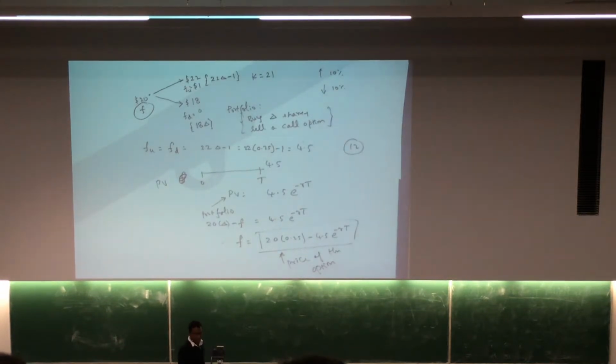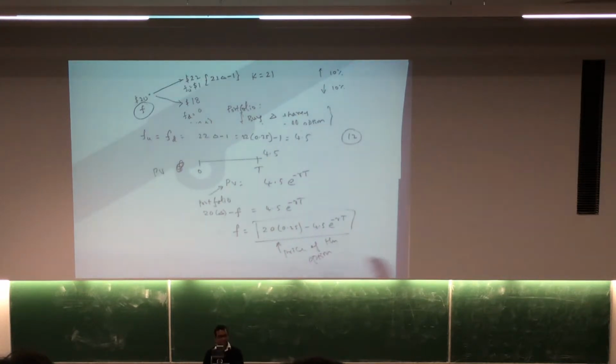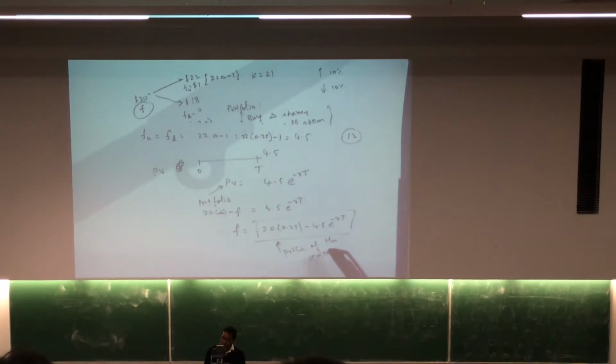So what did we make is the following. We created a portfolio in such a way that the future value of the portfolio is constant irrespective of the fluctuations in the underlying. If that is the case, we can use our common sense, which is nothing but the present value is the discounted value of the future.